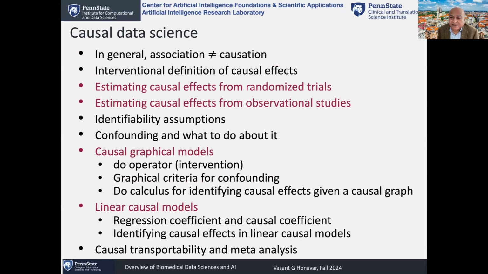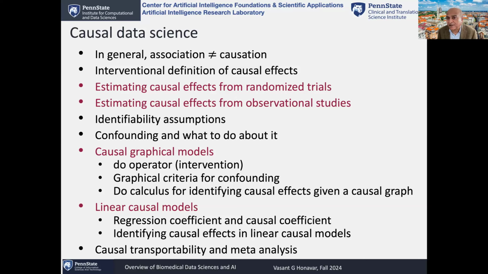So causal data science deals with this notion that association is not causation. And if you can do a randomized controlled trial, that's great. But when that's not possible, we have to figure out under what conditions you can actually get at a causal effect from observations alone. And there are methods for doing that under certain assumptions about the data generating process. And there are even techniques now for taking a study where a causal effect was found.